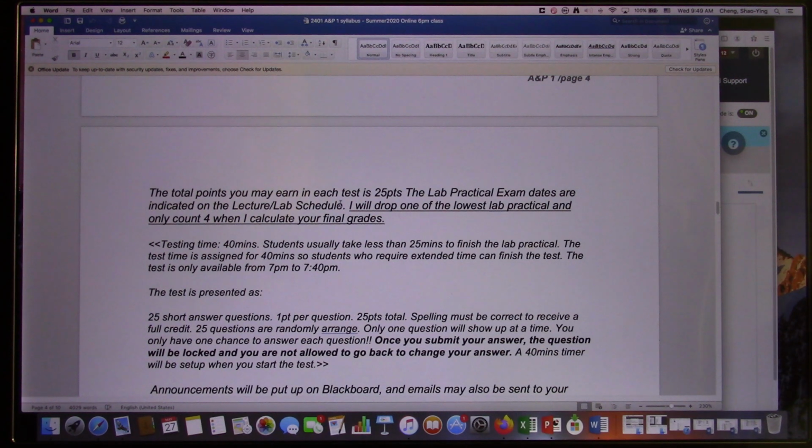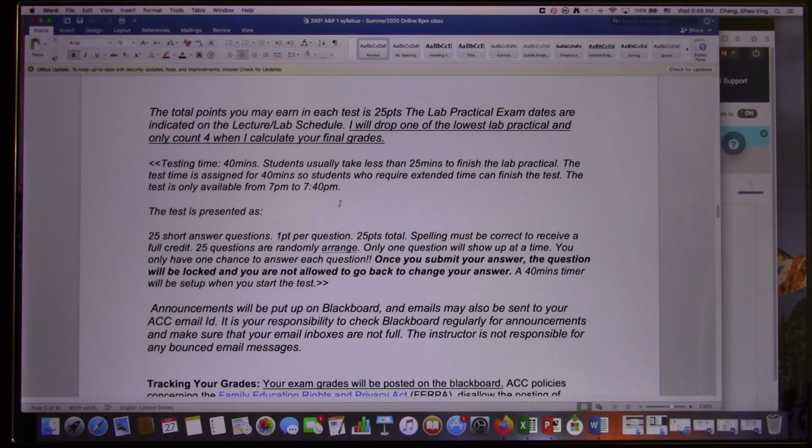So the same, you do your best, you fill in your answer, and you click, and then the question will be locked. You're not allowed to go back to change your answer. I designed it this way to avoid cheating, for the same reason. And in the real on-campus lab practical, I give students one question for 1 minute. So for 25 questions, that's enough.